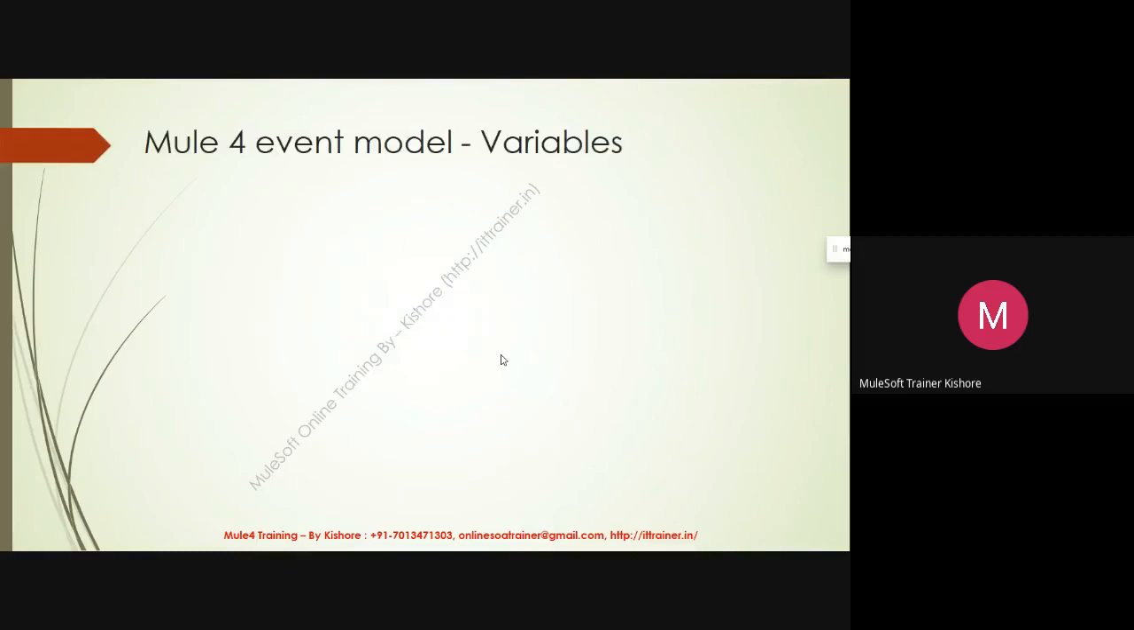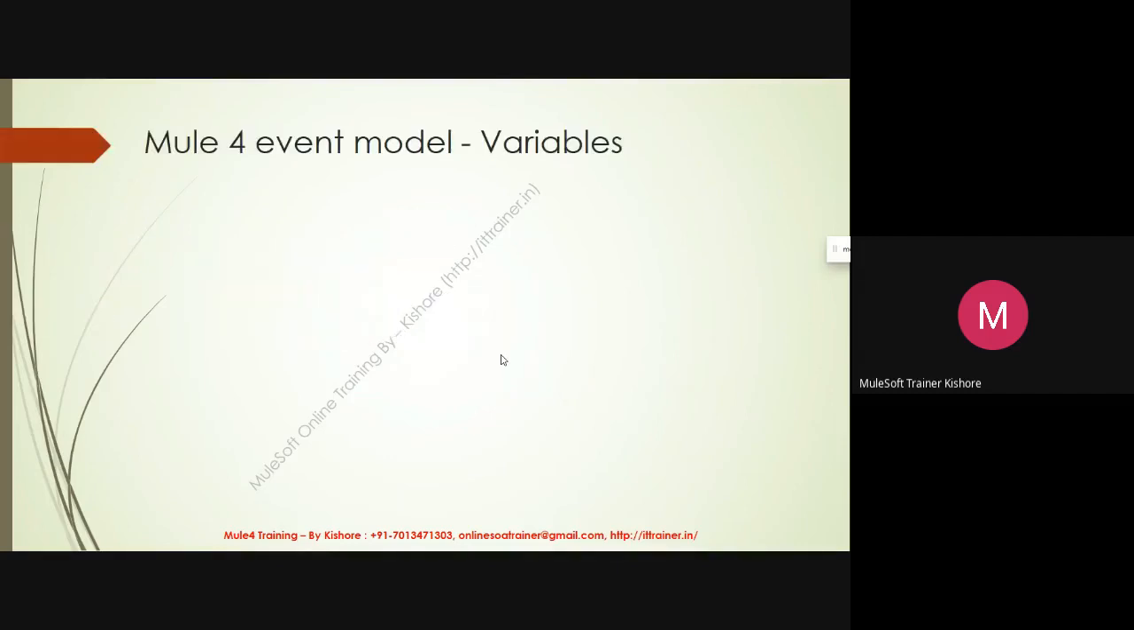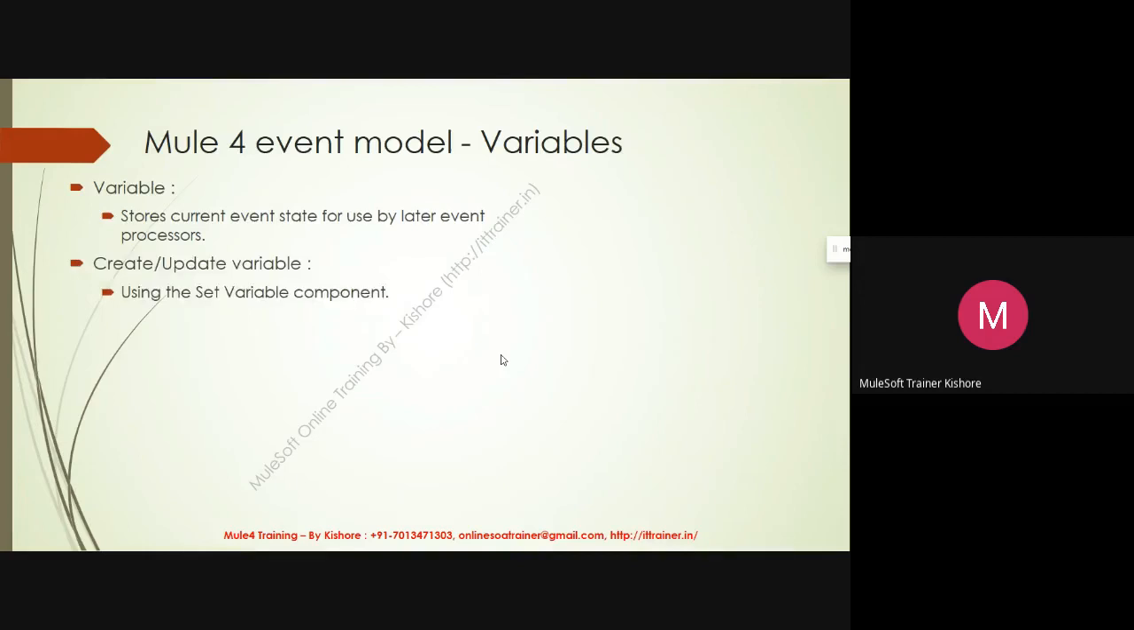I need to remove, update this variable. So now it comes to yesterday we completed till this point, poll file and move file. And then Mule event model variables. Variable stores the current event state for use by later event processors. Why will we use variables? Variables are used by a developer to store something and use that stored value at a later point of time. Create or update a variable using the set variable component.